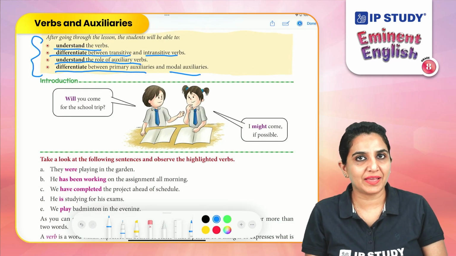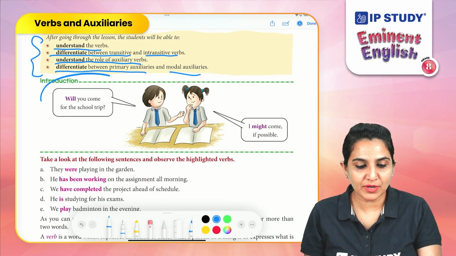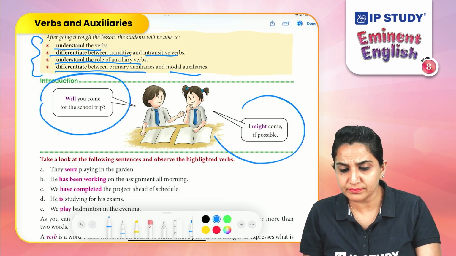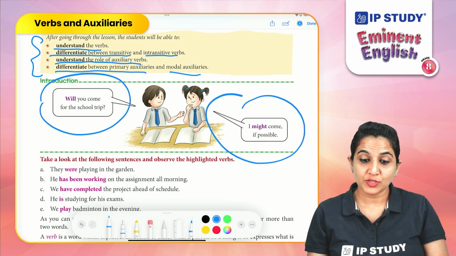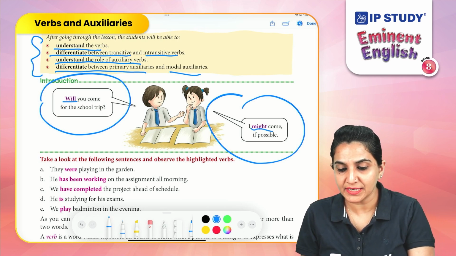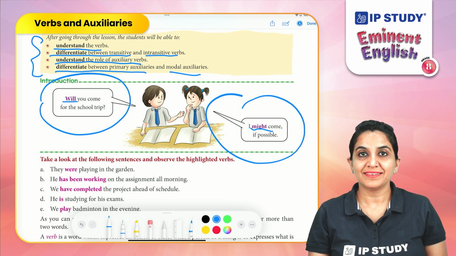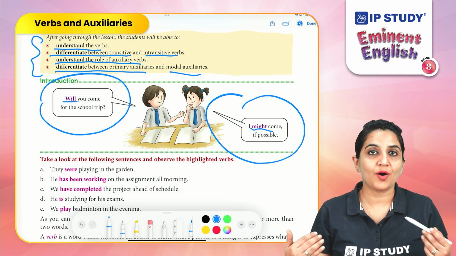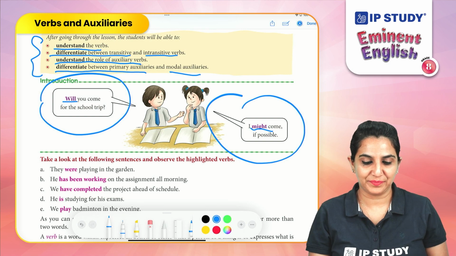Let's read the following example. Will you come for the school trip? I might come if possible. So in these two sentences, will and might, they both are verbs and they both are auxiliary verbs as well.